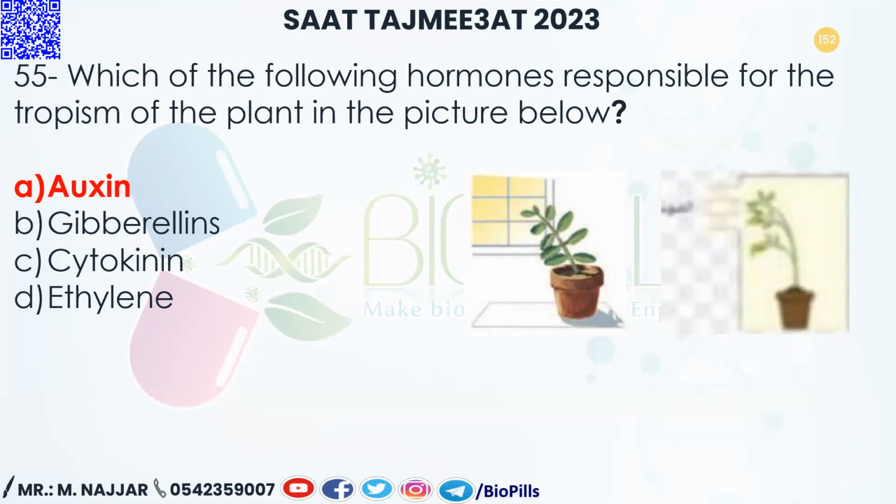Tropism means the slow growth movement of a plant towards a stimulus. This stimulus may be light, and in this case it will be phototropism, maybe gravity, and in this case it will be known as gravitropism or geotropism, or it may be touch, and in this case it will be known as thigmotropism.